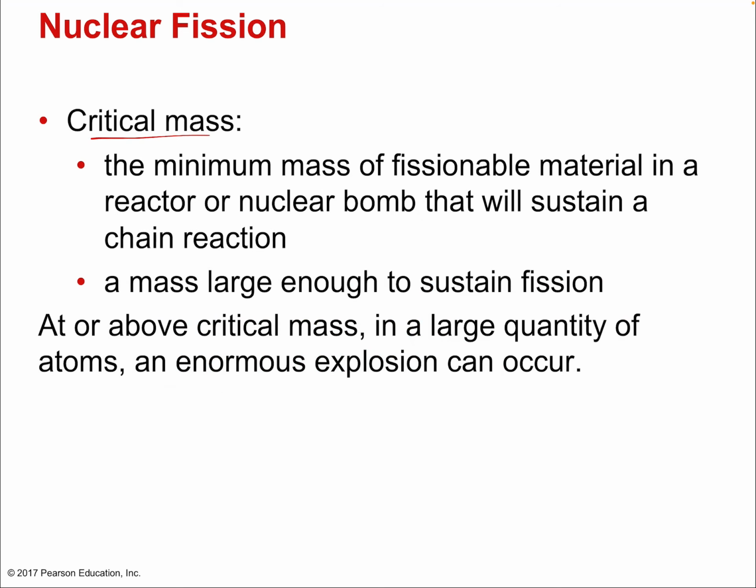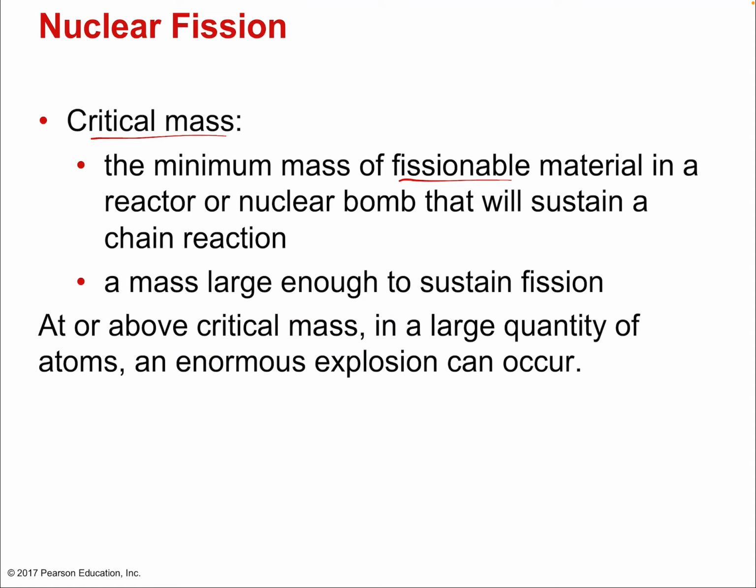And that ties in with the idea of the critical mass, just how much uranium-235 there is for the produced neutrons to crash into. So the minimum mass of fissionable material, fissionable just means it can break apart, in a reactor or nuclear bomb that will sustain a chain reaction, a mass large enough to sustain fission, okay?